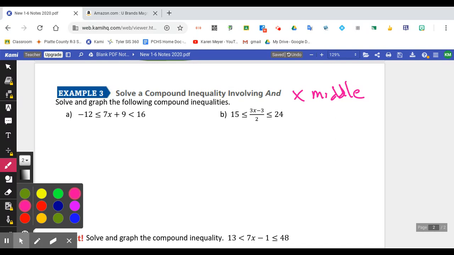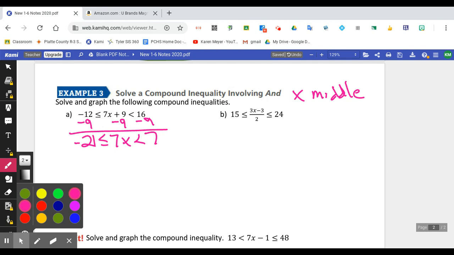So if I look in the middle, right now I have 7x plus 9. So I want to get rid of the plus 9, so I have to subtract it. The only catch is you have to subtract it on both ends. So you have to subtract it from the negative 12 and also from the 16. So you get negative 21 is less than or equal to 7x, which is less than 7.